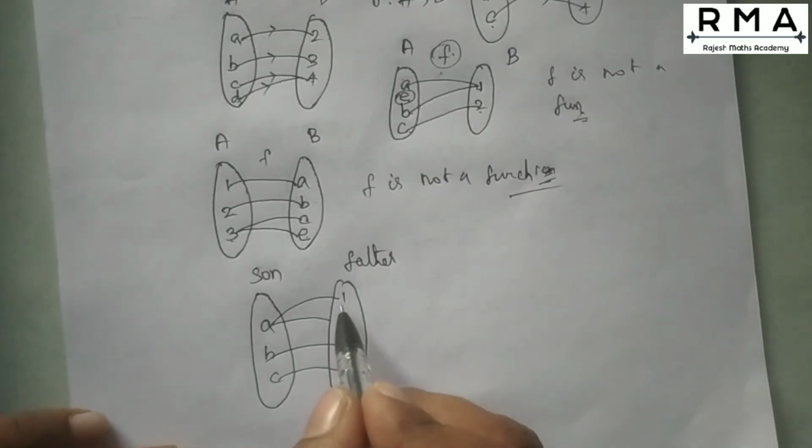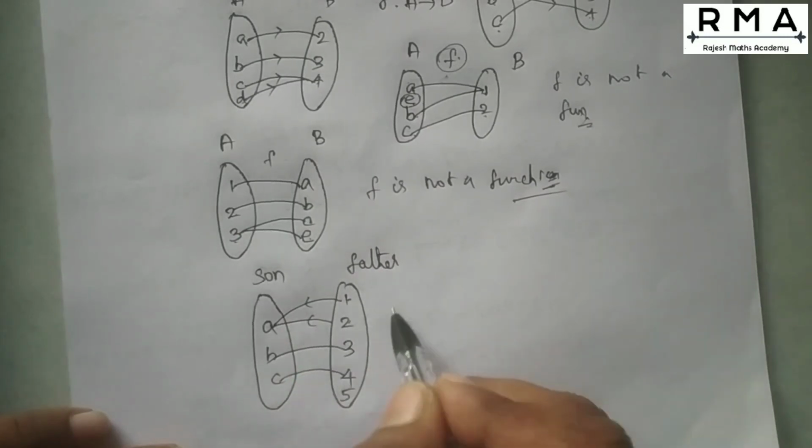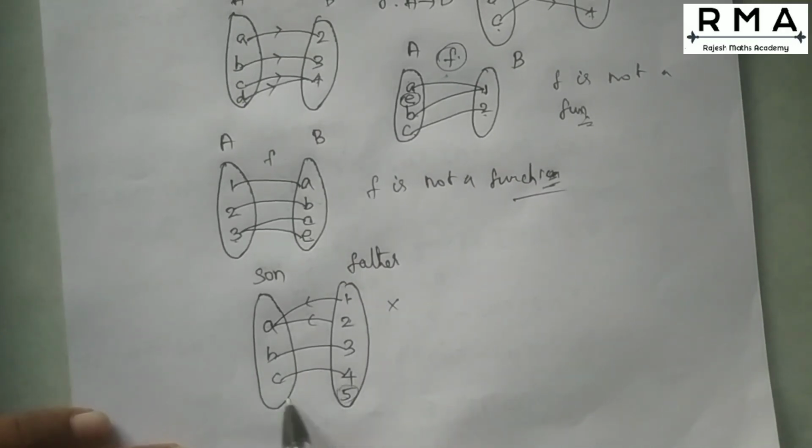See, two fathers having the same child is not possible, because one father, one child is possible. A father without any child is also possible. Similarly, one more element d I can take. A child without a father is not possible.